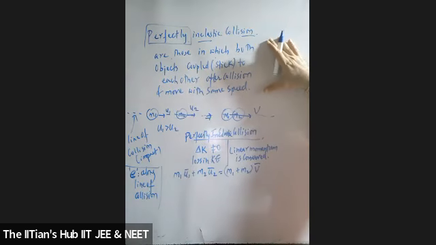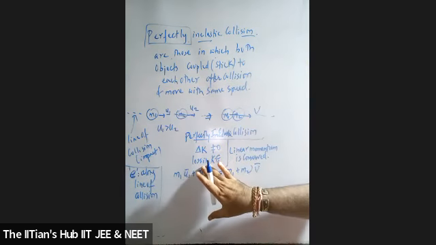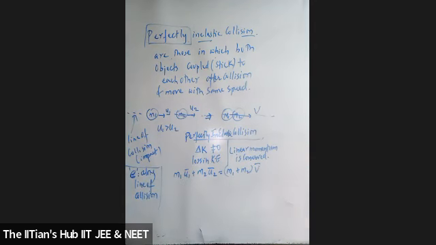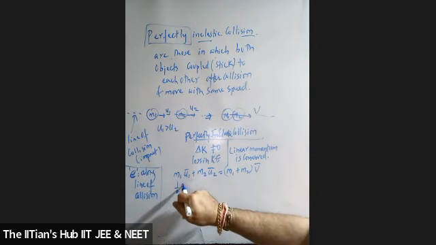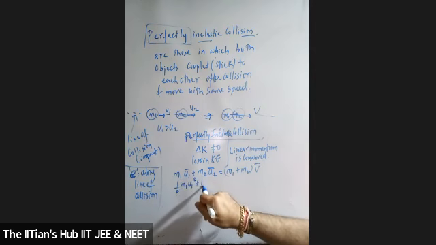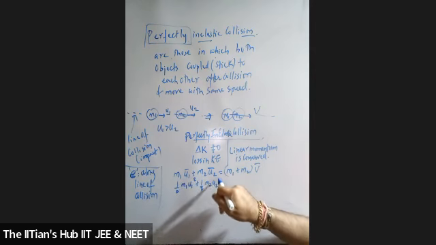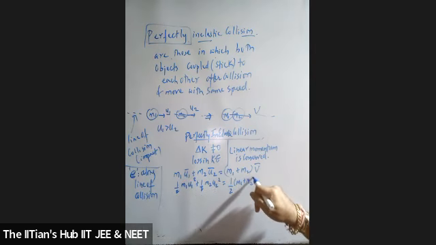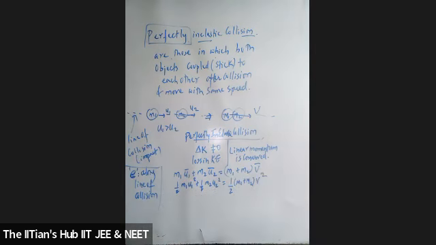Once again, I speak about it. Inelastic collisions are those in which both the objects are coupled together and move at the same velocity. There is loss in kinetic energy. Linear momentum is conserved. Now, for the kinetic energy, initially it is half m1 u1 square plus half m2 u2 square. Over here, the kinetic energy will be half (m1 plus m2) v square, the total mass of the two bodies into the square of the velocity.